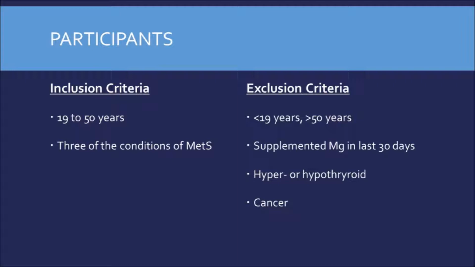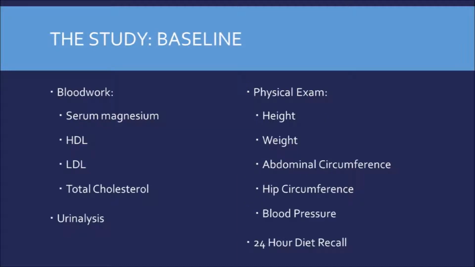Informed consent will be obtained. Participants who qualify will be enrolled. Baseline information will be gathered. Blood will be drawn and tested for serum magnesium, HDL, LDL, and total cholesterol. Urinalysis will also be done. A physical exam for height, weight, abdominal circumference, hip circumference, and blood pressure will be taken. Medications will be recorded. A 24-hour recall will also be completed by a trained technician.